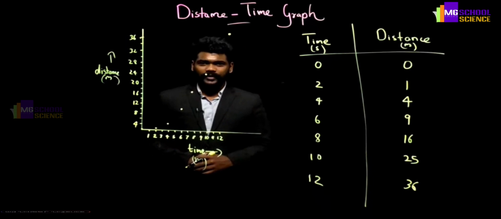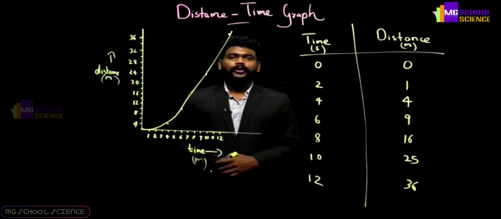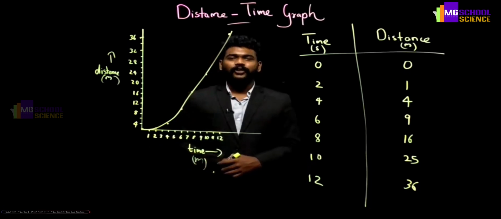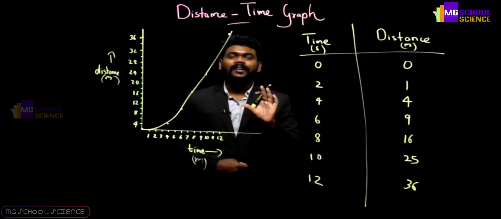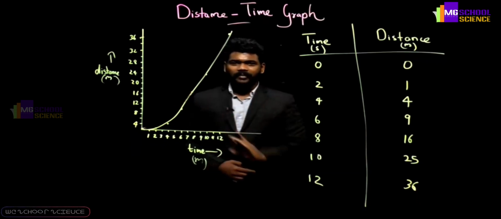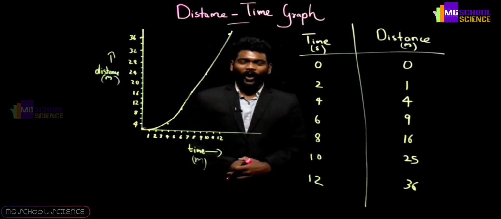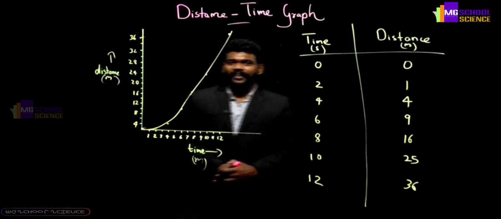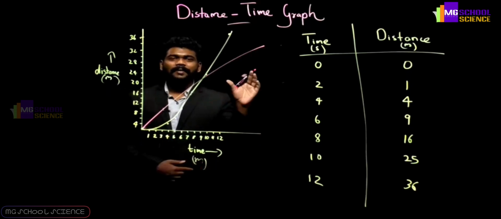Now, when you combine these points into a line graph, you get a curved line, which represents a non-uniform motion. This data that is given is a representation of a non-uniform motion. Always remember this. Whenever a distance time graph is giving a curved line, then it is representing a non-uniform motion or a non-uniform velocity. Whenever a distance time graph is representing a straight line, then it is representing a uniform velocity or a uniform motion.